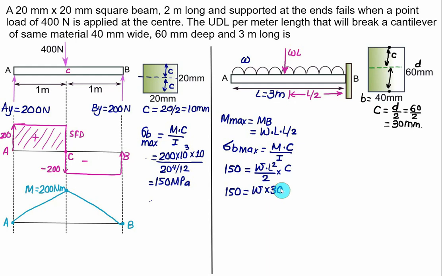So we have 150 equal to UDL W, where L is equal to 3 meter. So we have 3000 square multiplied by C equal to 30, and this whole thing is divided by 2 times I. I is equal to BD cube by 12. So we have 40 multiplied by 60 cube, and 12 will shift in the numerator. From this we get the value of UDL to be 0.8 Newton per mm. We need to find the answer per meter length, so you have to multiply by 1000. That will be equal to 800 Newton per meter.